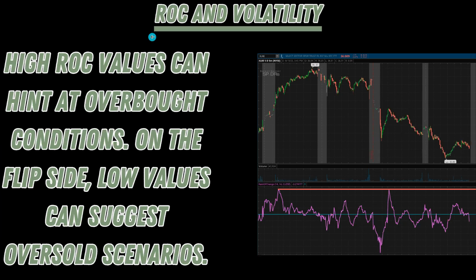Now, when you see a high rate of change values, that can hint at overbought conditions, and on the flip side, low values can suggest oversold scenarios. So what we're looking at here is we see that the rate of change hits a peak at this level right here, right? It hits a peak right around here. It continues to go higher, all right? And the ROC starts to go down.